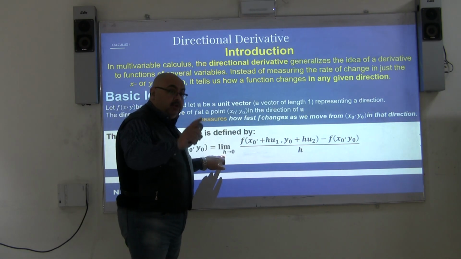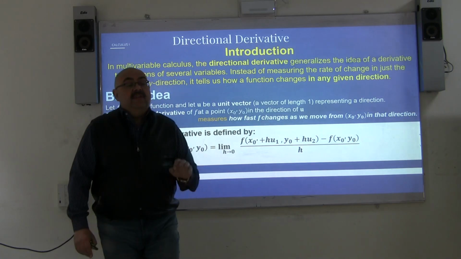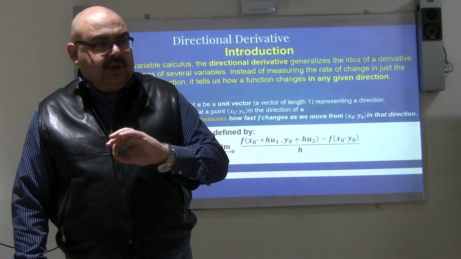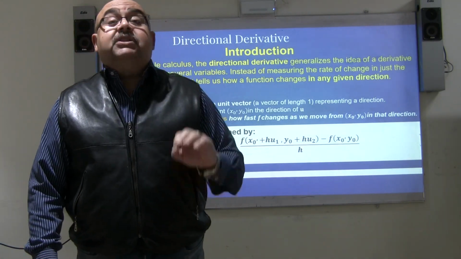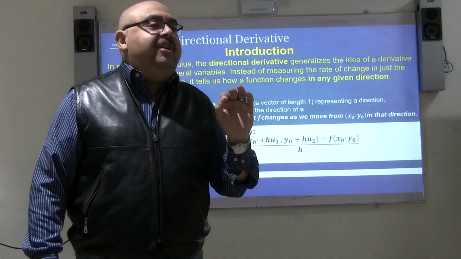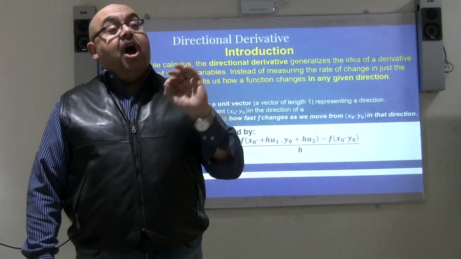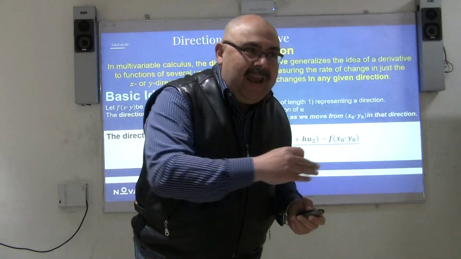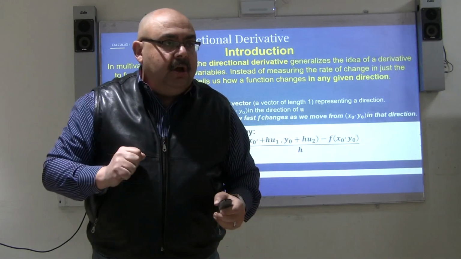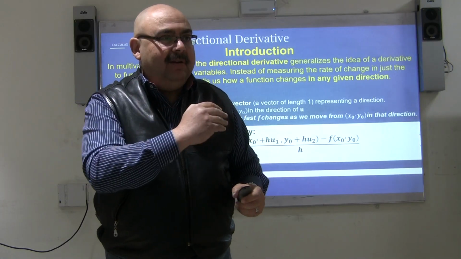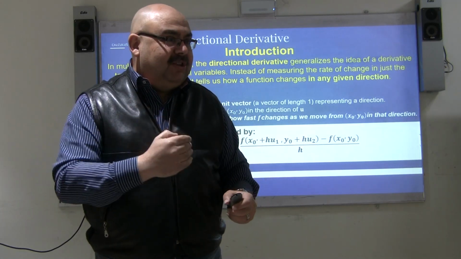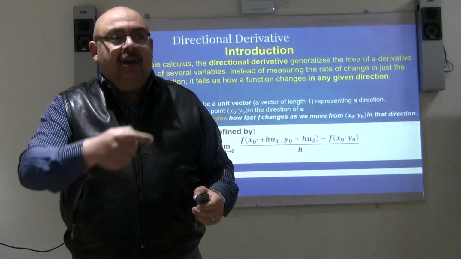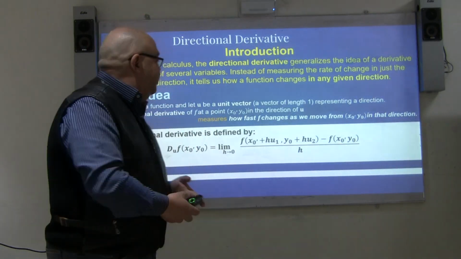I also want you to remark that the derivative in the x direction and the derivative in the y direction, the partial derivatives, are actually a special case of the directional derivative. They are directional derivatives in the direction of the canonical system. What is the canonical system? In 2 dimensions, it is (1, 0) and (0, 1). In 3 dimensions, it is (1, 0, 0), (0, 1, 0) and (0, 0, 1), which also gets you back to linear algebra.